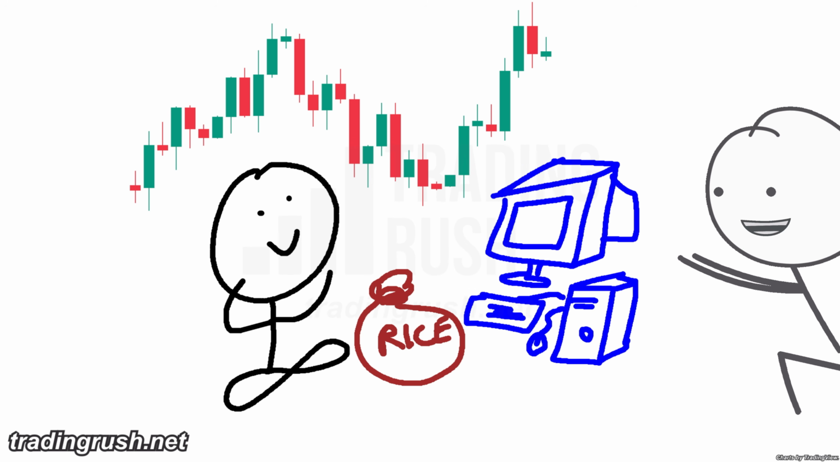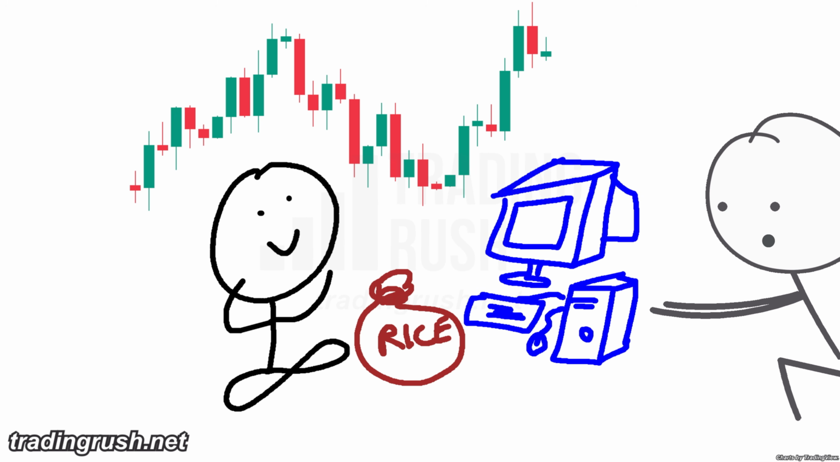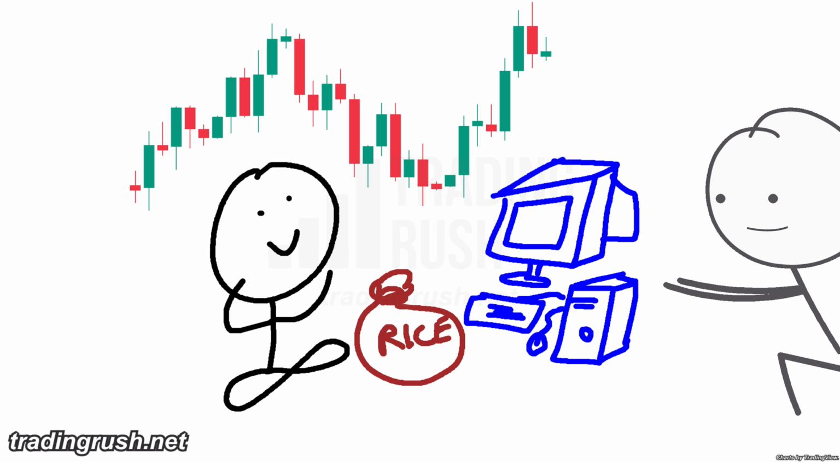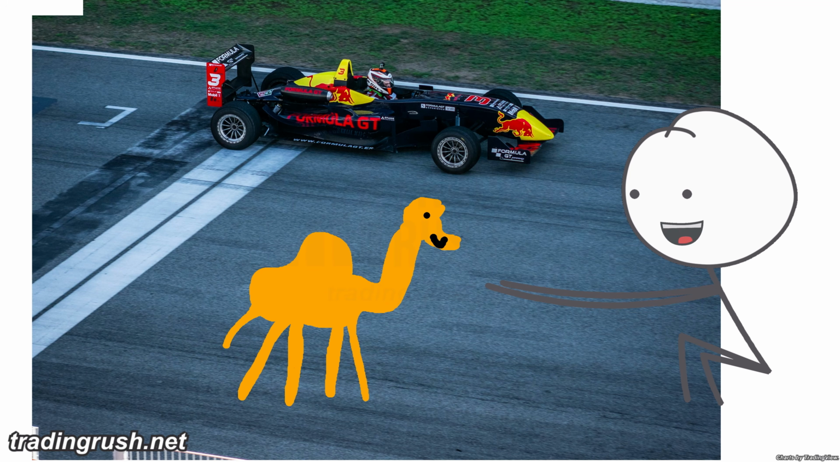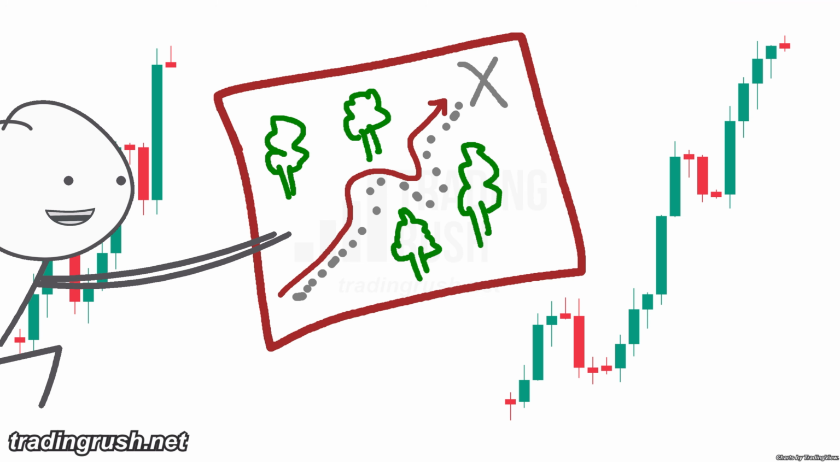Using a rice trading trick from 300 years ago to trade stocks today is like trying to win an F1 race with a camel. Even though the camel looks really fast, I don't think it can win against a modern car. Let's say you found a 300-year-old treasure map.